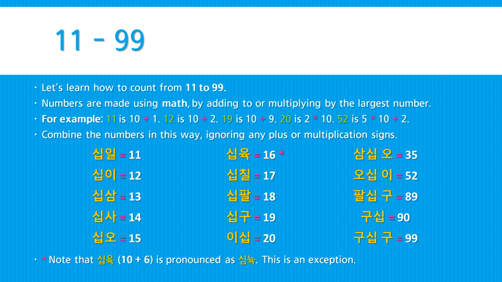11, 12, 13, 14, 15, 16. Note that 16 is actually pronounced as 심육. This is an exception. 17, 18, 19, 20. Notice how it's 2, 10, 20.